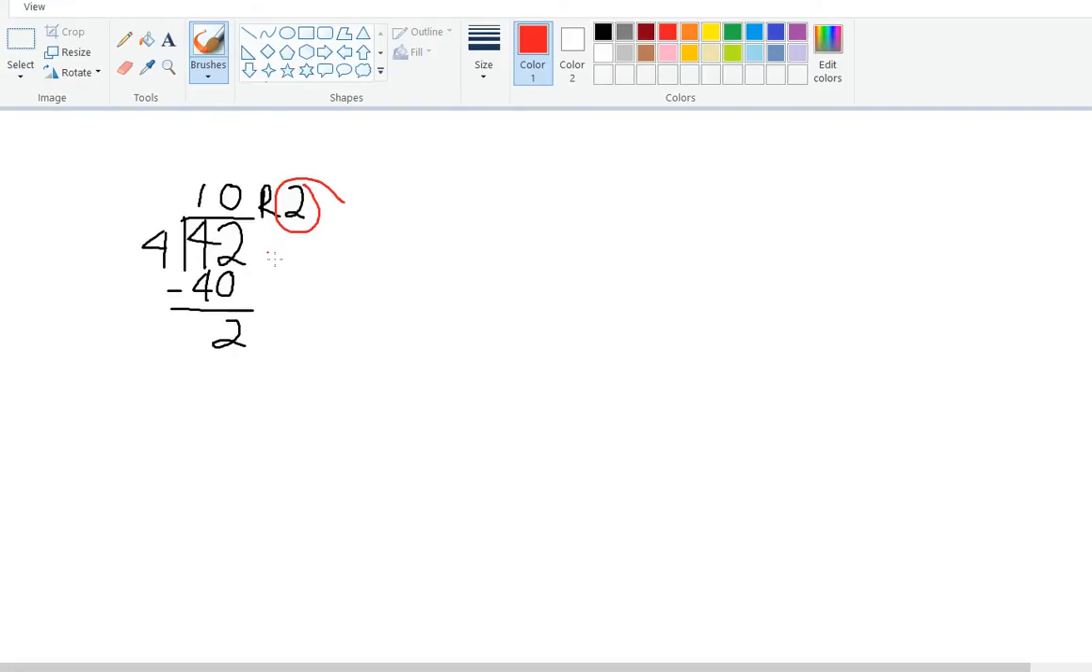Now, the way we would write this with modular arithmetic, using the mod operator, would be like this. 42 mod 4 equals 2.